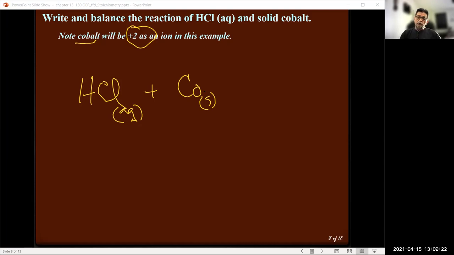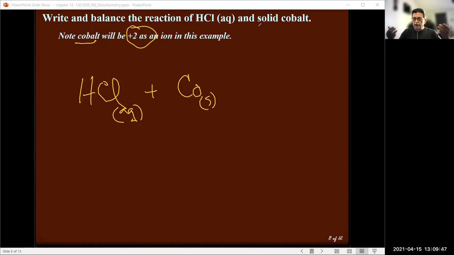Well, look at the single replacement reaction, the general type. Normally, we start off with two aqueous compounds. We don't have that scenario here. We have one, HCl, but cobalt's a solid. So obviously, the only thing left is the single replacement reaction. Okay, and that's what I did.